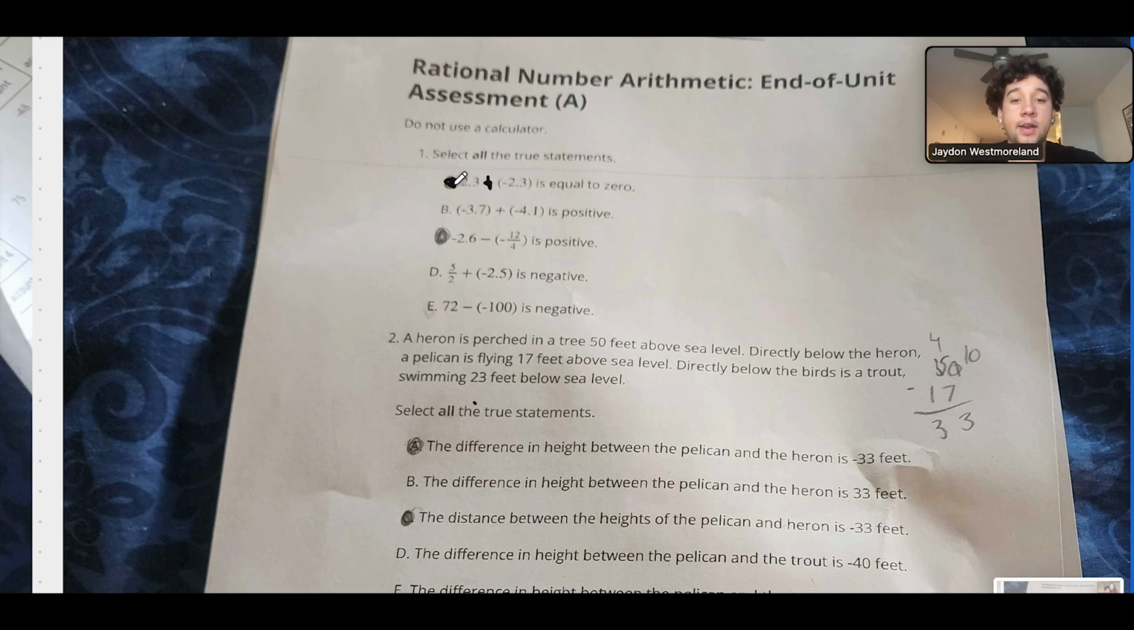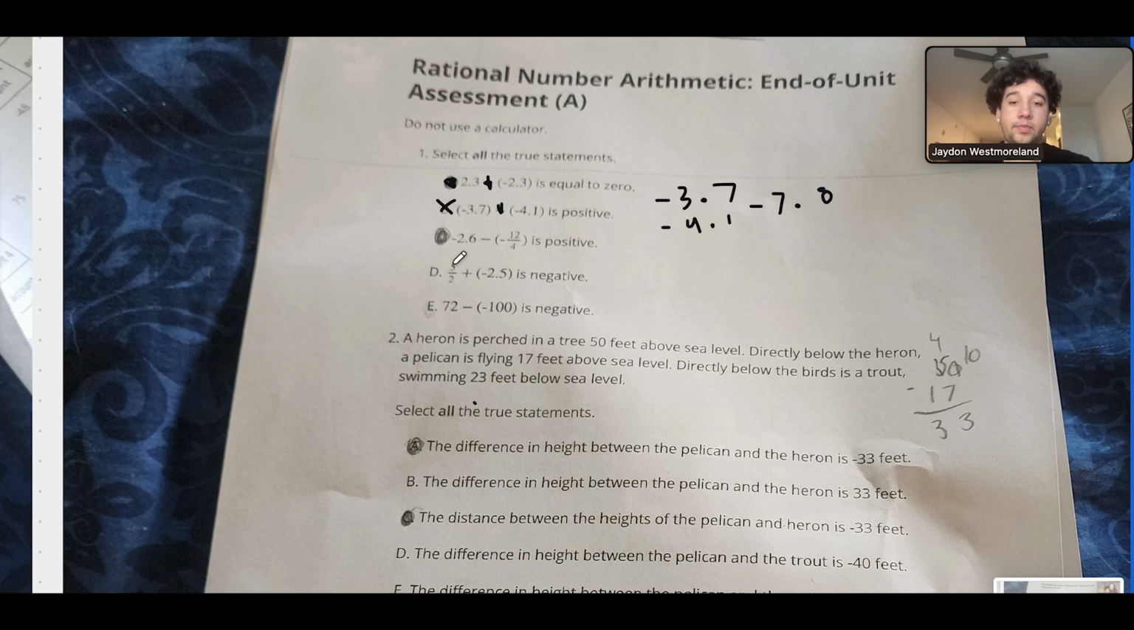Okay, negative 3.7 plus negative 4.1 is positive. Well, again, anytime you're adding a negative, it's the same thing as subtracting. So now we have negative 3.7 minus 4.1. And the way that I like to do this is I just add these numbers and tack on a negative sign at the end. So 3.7 plus 4.1, that's going to be 7.8. And the fact that it's negative, it's going to be negative. So again, not the right answer, right?